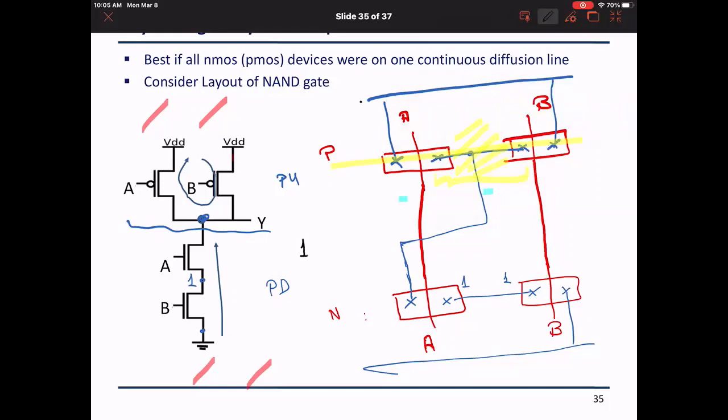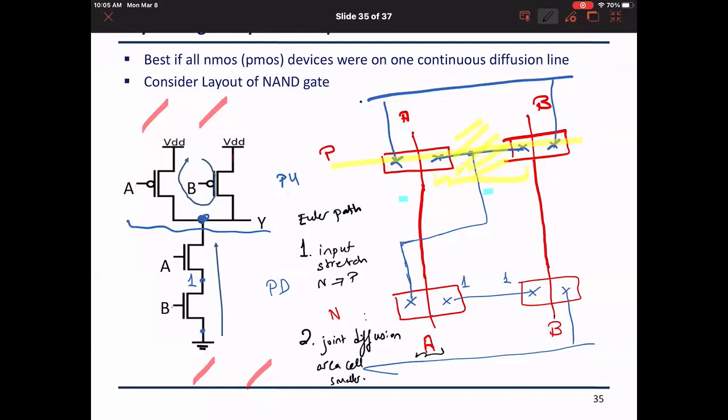The first objective, maintain the order, meaning have the same input stretch from N to P. Okay, for example here A goes from A to A, B from B to B, so there is not much routing and switching things around. And the second objective of the Euler path is to really have a joint diffusion where possible. This makes the area of the cell smaller.